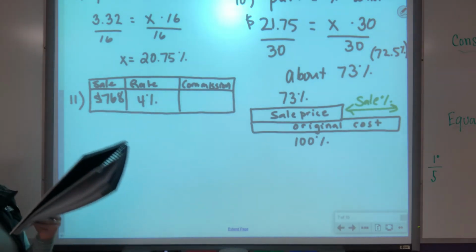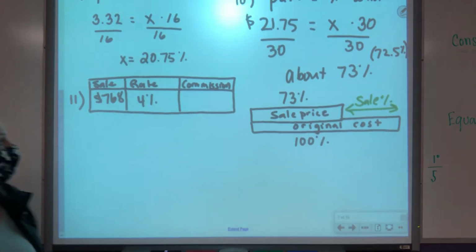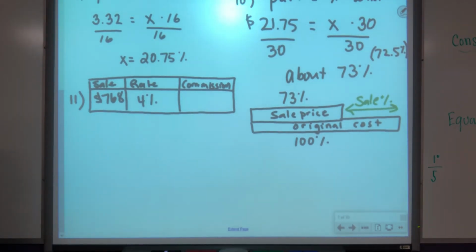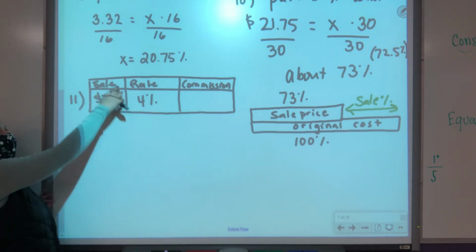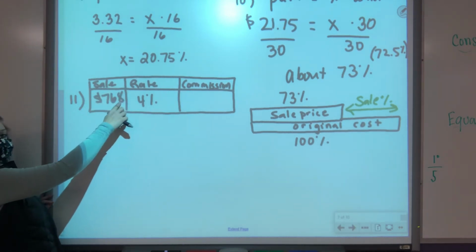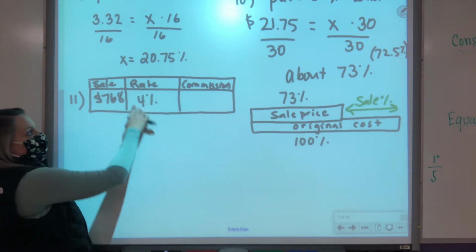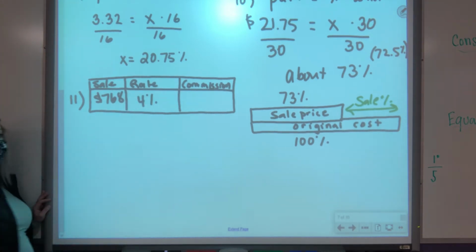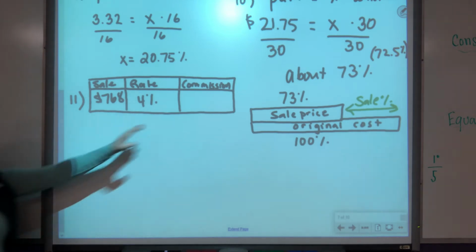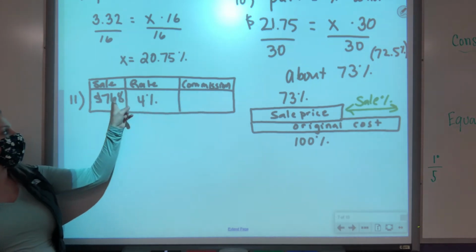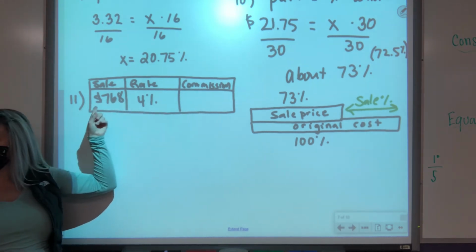So complete the table. This is with earning our commission. Okay? So this is the amount of the sale. This is how much the item was sold for, this is the percent that the person will get back for selling the item at $768. So how much will the person earn in commission if they sold the item for $768?